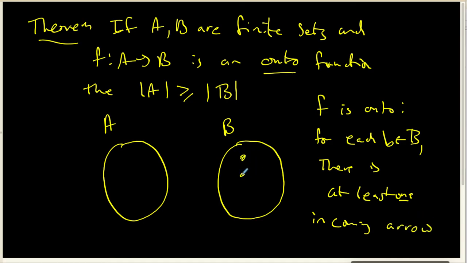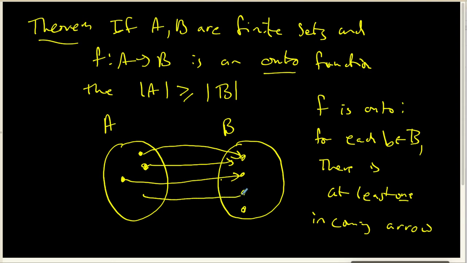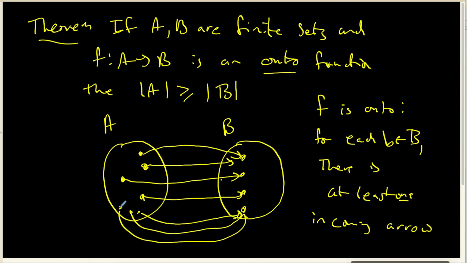So I'm going to put some things over here in B, and we're going to let this one have 2 incoming arrows. We'll let this one have 1 incoming arrow, and this one is going to have 1 incoming arrow. And let's make a whole bunch of things: these 3 things down here will all go to that 1 element. This is a picture of a function that is clearly onto, and if you start looking at the number of things in A and the number of things in B, it's pretty easy to realize that the number of things in A is bigger than the number of things in B.